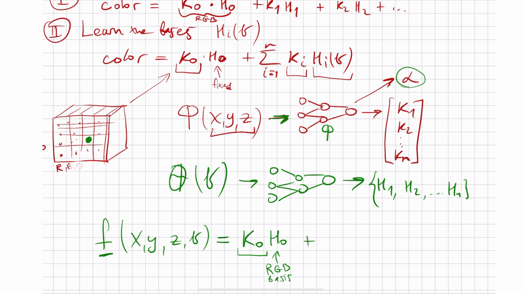Plus the sum of k_i, which is produced by neural network f, the i-th component multiplied by h(y, v), which is basically the same as the i-th component of the output of network theta. And this will define the first three components.